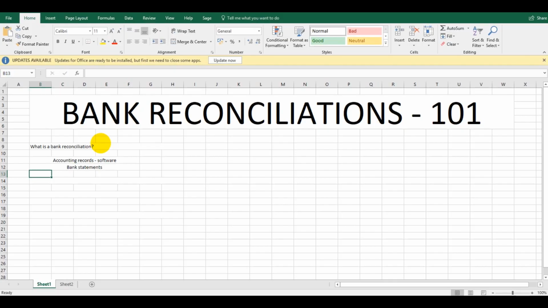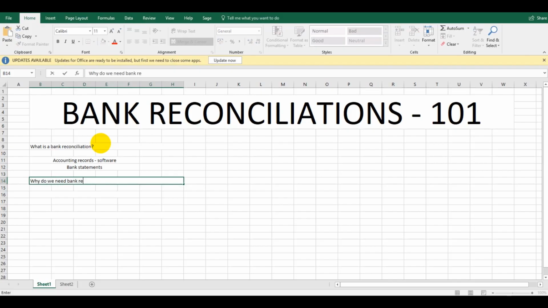Now, why do we need to do that? Why do we need to bring the accounting records and the bank statements together? If I said that to somebody, it makes no sense, but that's what a bank reconciliation is. We're bringing those two things together. So why do we need bank reconciliations? What's the purpose of bank reconciliations?